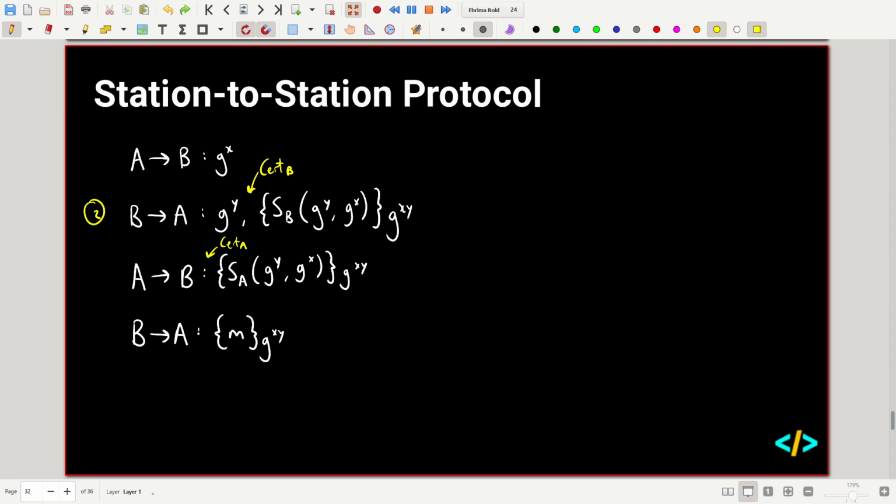And then A also sends their certificate in step 3, so that when B receives that, B knows that whatever's signed here is certified, sent by A.